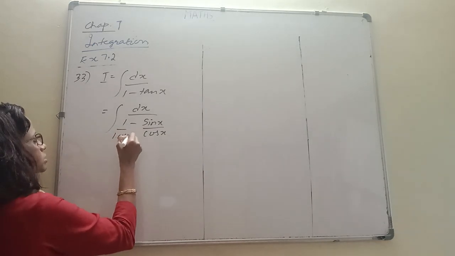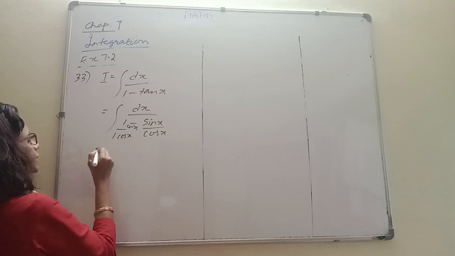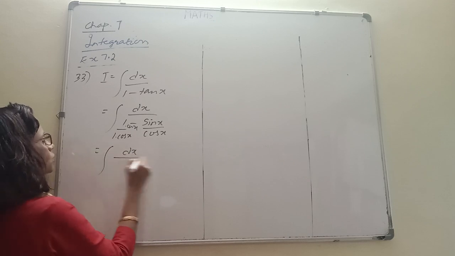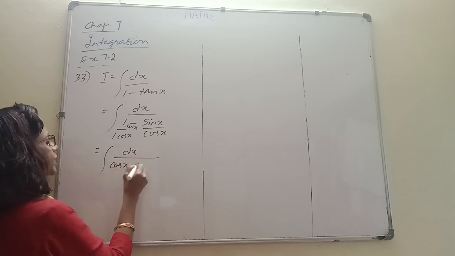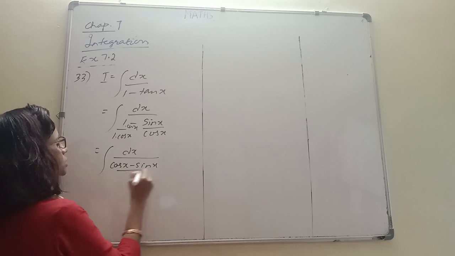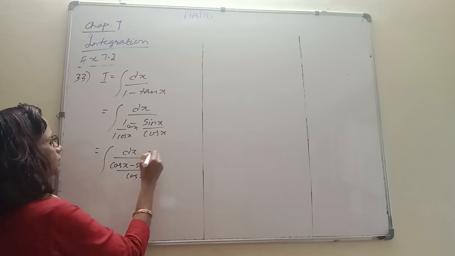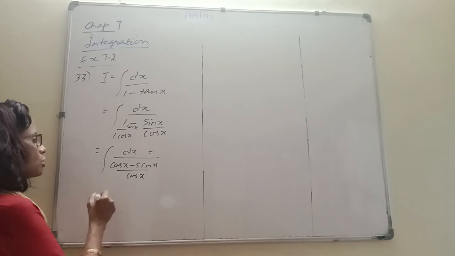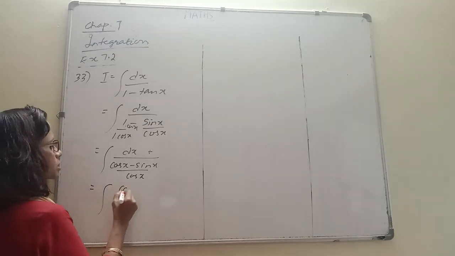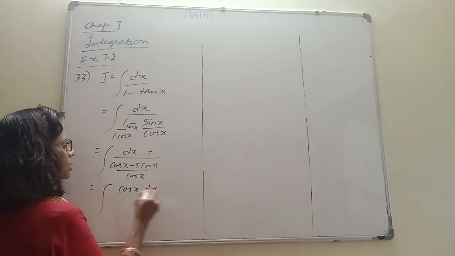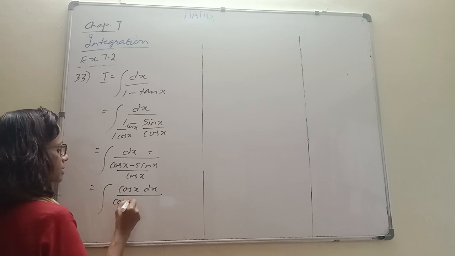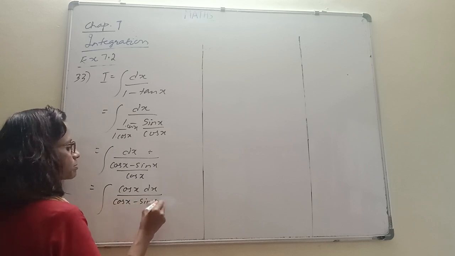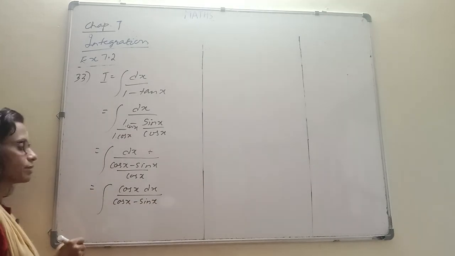So let's make this cos x, and like that we are going to get this as dx over cos x minus sin x over cos x. Now, division by a fraction is multiplication by the reciprocal. We know it. So, therefore, this can become cos x dx over cos x minus sin x. Because when we divide, it is multiplying by the reciprocal, and that way we get this.